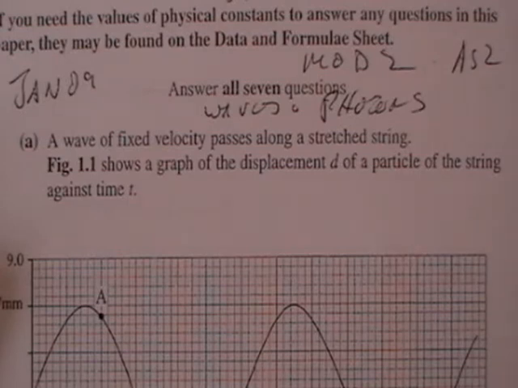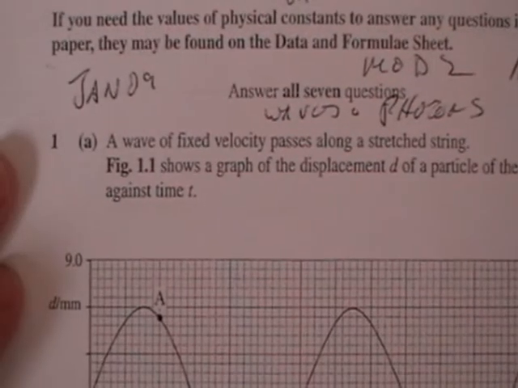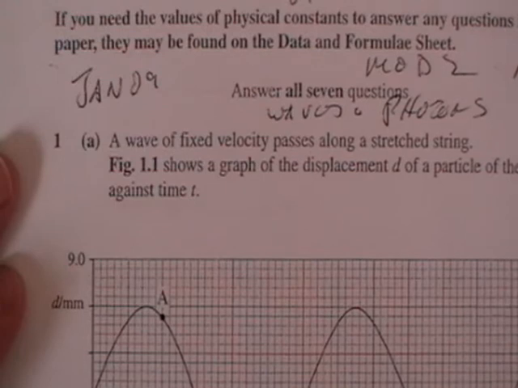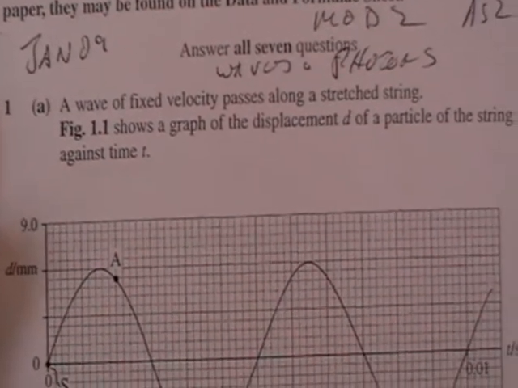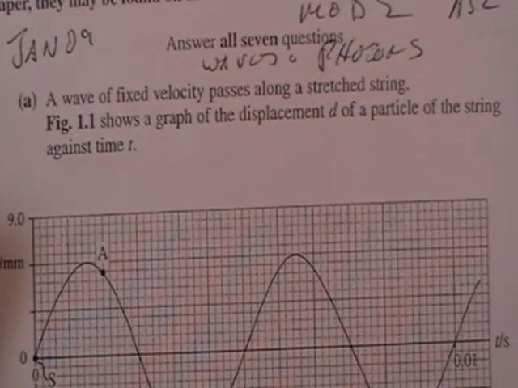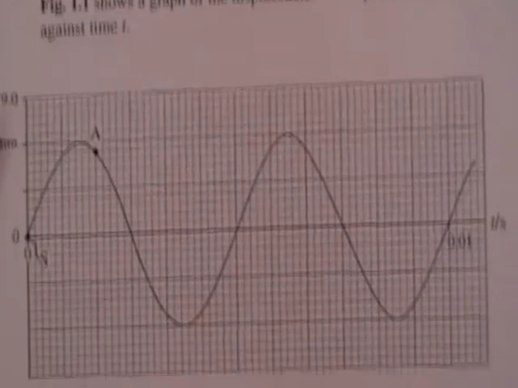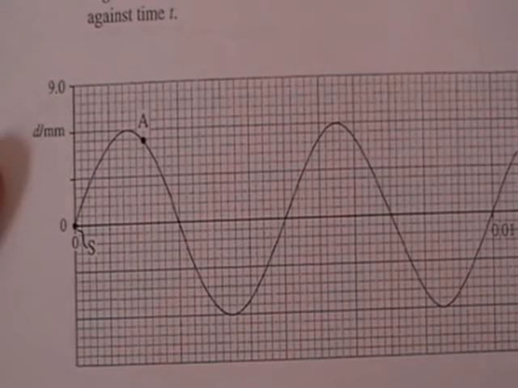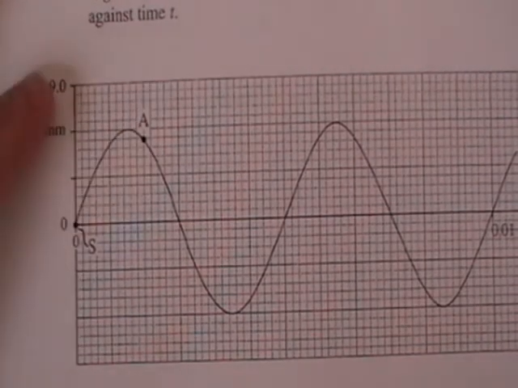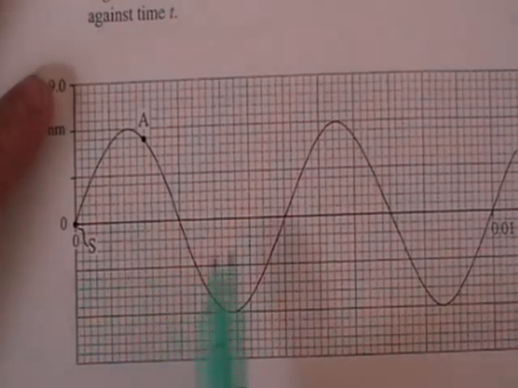The next question is January 09, old module 2 or AS2, and the title of AS2 was waves and photons. So question 1a: a wave of fixed velocity passes along a stretched string. Figure 1.1 shows a graph of the displacement d of a particle of the string against time t. It's displacement up here and time across this axis here.